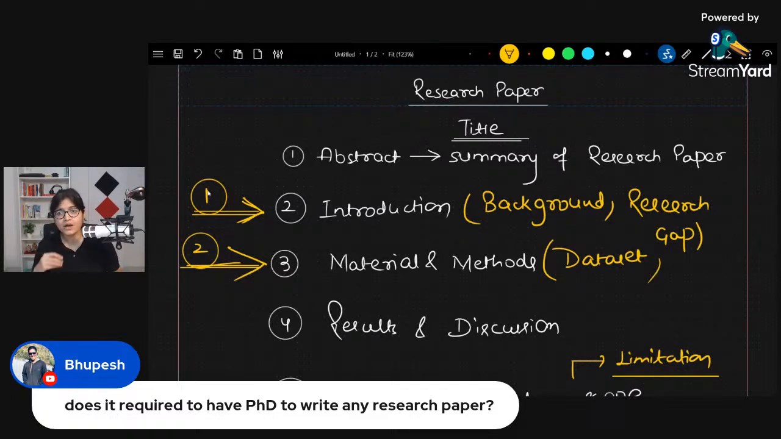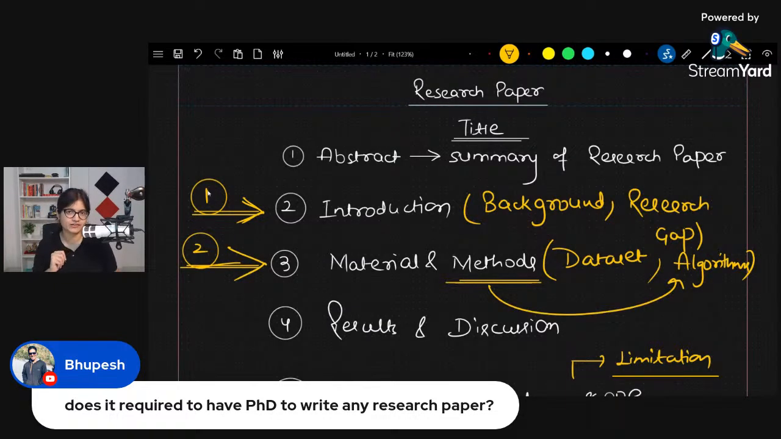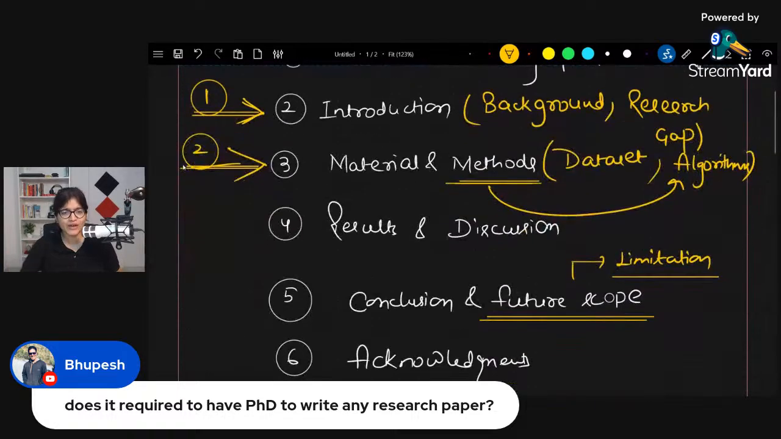methods per se: what are the algorithms that you have applied, or what are the steps that you have used to get the result. Whatever algorithms you have applied, you write them down in the methods part. Then the next section you have to write, the third part, is results and discussion.